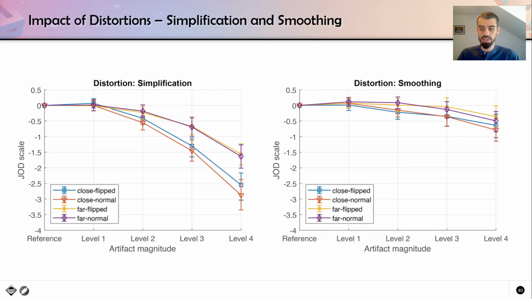In the case of simplification, the plot on the left-hand side, we can clearly notice that distortions of close heads were spotted much easier than for the far heads. This agrees with our intuition and also proves the foundation of the LOD technique.